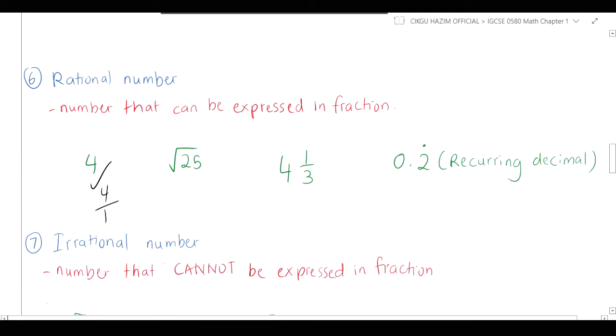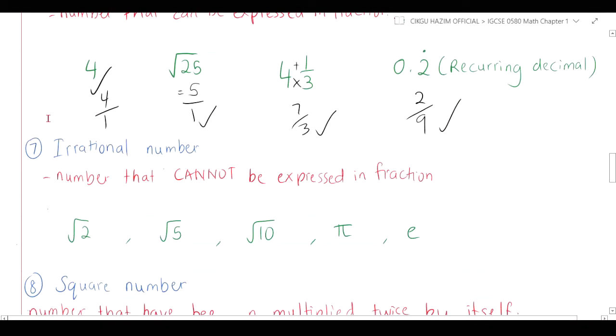Square root of 25 is a perfect square. It will be 5, and 5 can be written as 5 over 1. It is a fraction. A mixed number can be changed into an improper fraction, so we have 7 over 3. Yes, it's a rational number. 0.2 recurring: later on, I will show you how to change a recurring decimal to a fraction. It is actually 2 over 9, which can be written as a fraction. And that's how we understand rational numbers.